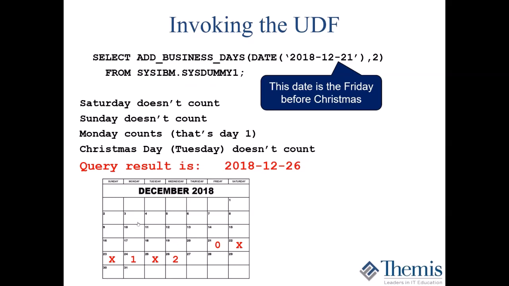Here I said take 12/21 of 2018. So this is the Friday before Christmas Day. And I want to add 2 days to it. And I put the calendar up there, right? The original date is day 0. The first day I went to didn't count, right? Saturday doesn't count, Sunday doesn't count. Monday is the 24th, which counts. Tuesday is Christmas Day, so it doesn't count. Wednesday is the second actual business day that I hit, and the query result returns that day after Christmas, right?